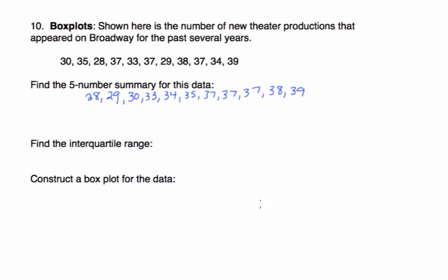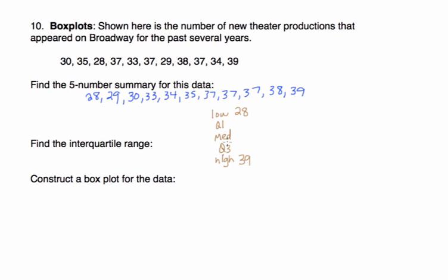My first step to find the 5-number summary by hand is to order my data. Your calculator, if you do one variable stats, will also give you a 5-number summary, so you can do it that way if you want to. The 5-number summary consists of the low, quartile 1, the median, quartile 3, and the high. Basically what these do is just split your data into fourths. So your low and your high, we've already got that, 28 and 39.